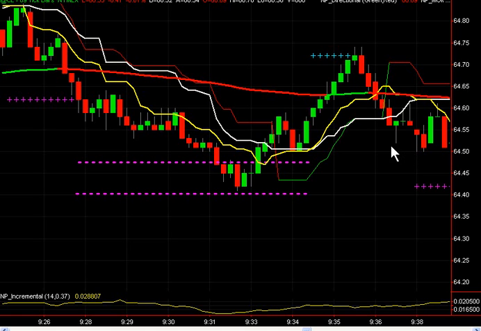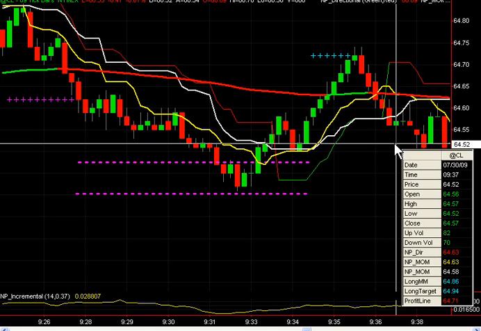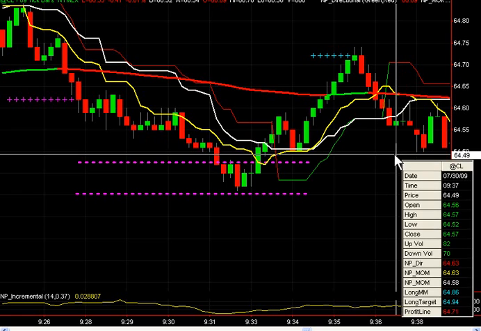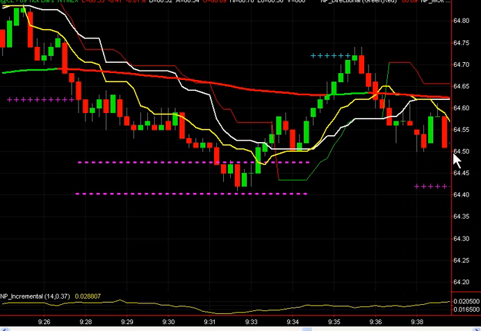What I mean by that, if I had a short setup, which I don't here, but let's say I did at 64.52, I would absolutely adjust that short down to 64.48 to make sure that I'm not going to get short until 64.50 falls.